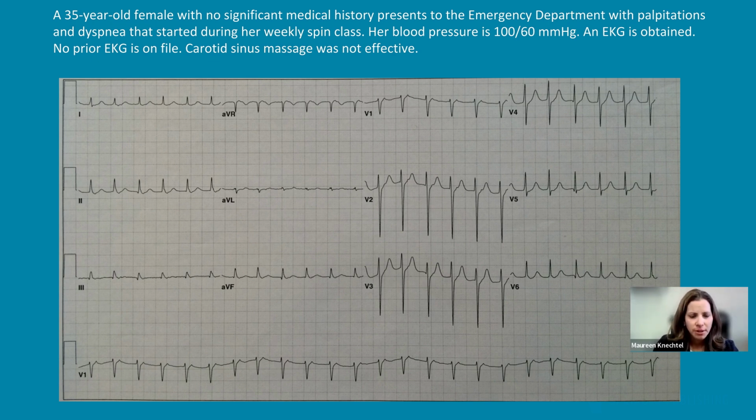35-year-old female with no significant past medical history, has palpitations and dyspnea that happen with activity. You can see the vital signs there. No prior EKG is on file. You try some carotid sinus massage and it's not effective. So step one, what do you think is going on with this EKG? And then we'll apply that clinically.